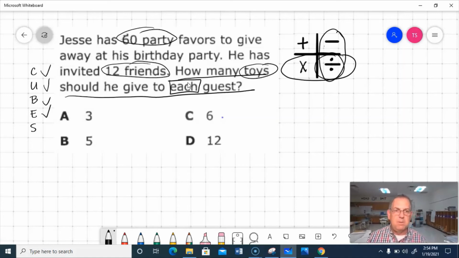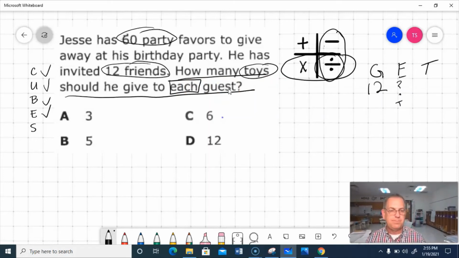Okay, but before I do that, I'm going to use my GET strategy. So look at groups, each, and total. How many groups are there in this problem? That's right. There are 12 groups because that's the friends. Those are the ones that are getting the toys. How many are in each group? That's right, we don't know. Right here in my question, I see the each, and that's what I'm trying to find out. I'm trying to figure out how many each get, how many toys each friend gets.